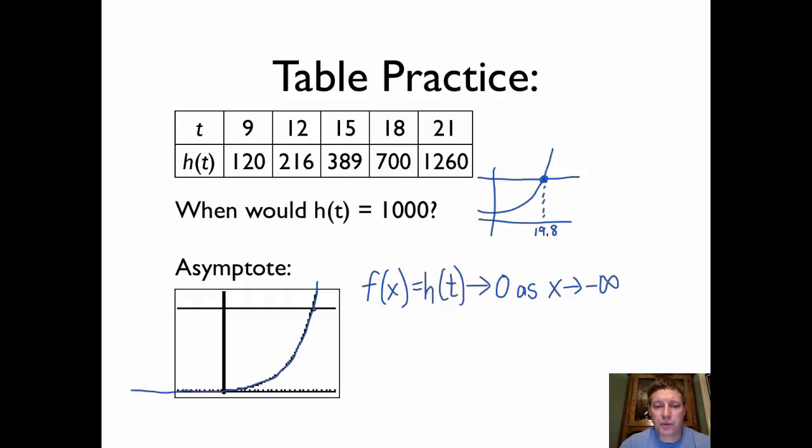Our x value, as we went this direction, was heading toward negative infinity, and then the h value was heading towards 0. So this would be the asymptote statement written in its fancy form. In layman's terms, we could just say it's heading toward the x-axis as you travel to the left. That would be kind of the common way to say it.